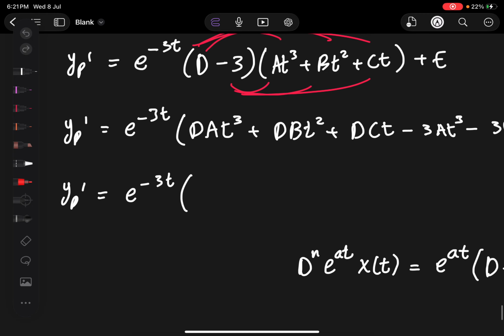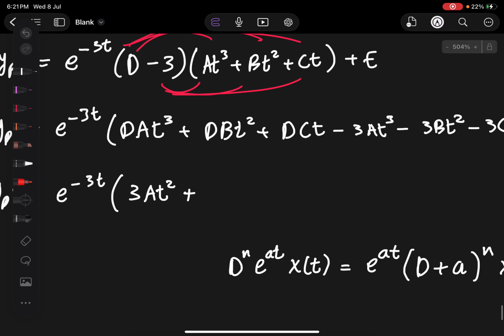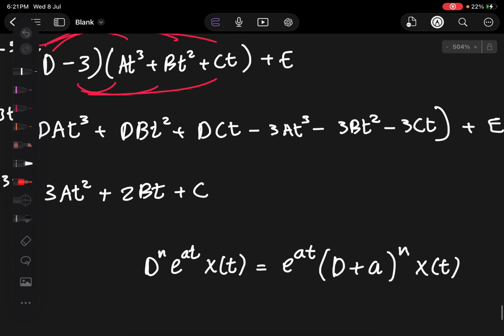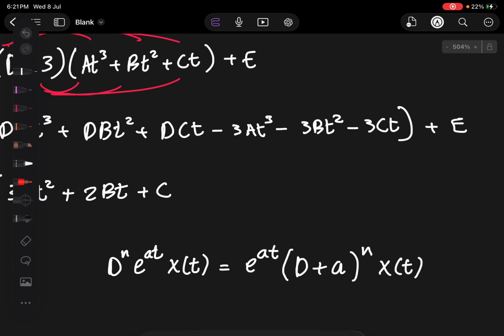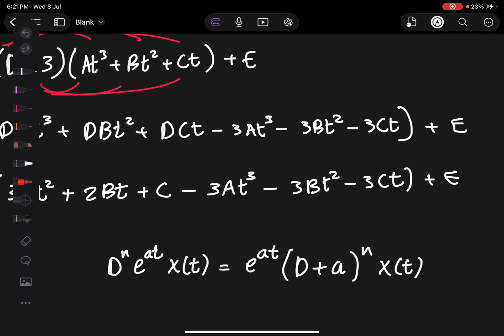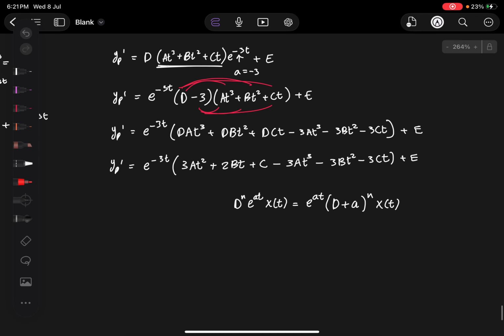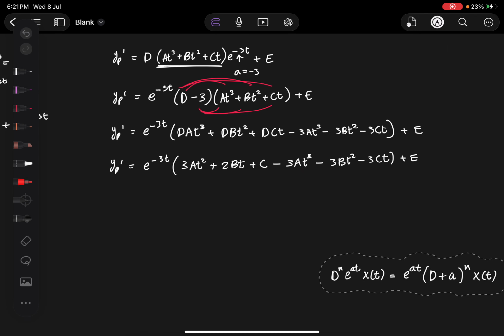What's the derivative? Because you know, this means the derivative. The derivative of what? Of this. What's the derivative of this? It's 3at squared plus 2bt plus c. Minus, these are just normal terms, not the derivative, so minus 3bt squared minus 3ct plus e. So there you got it, that's the derivative.